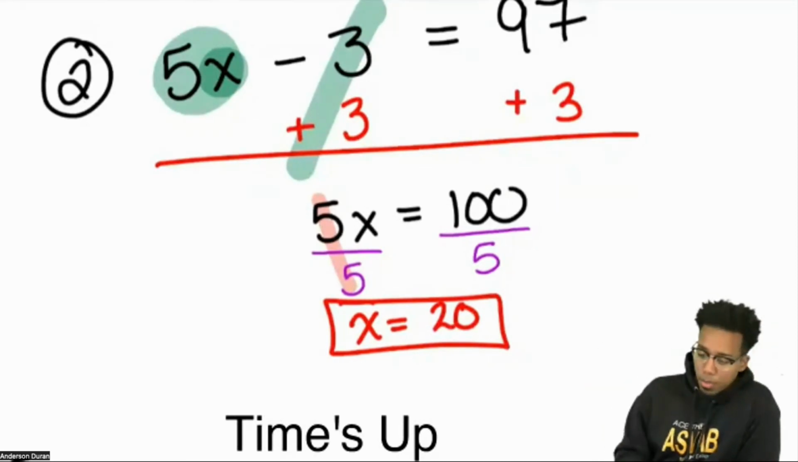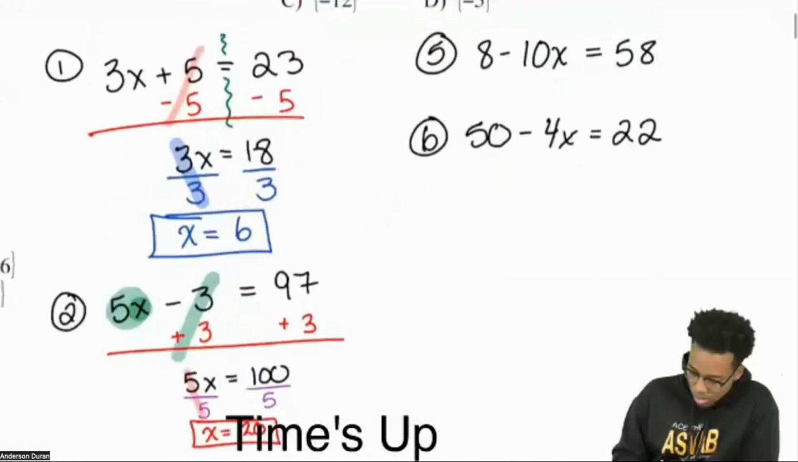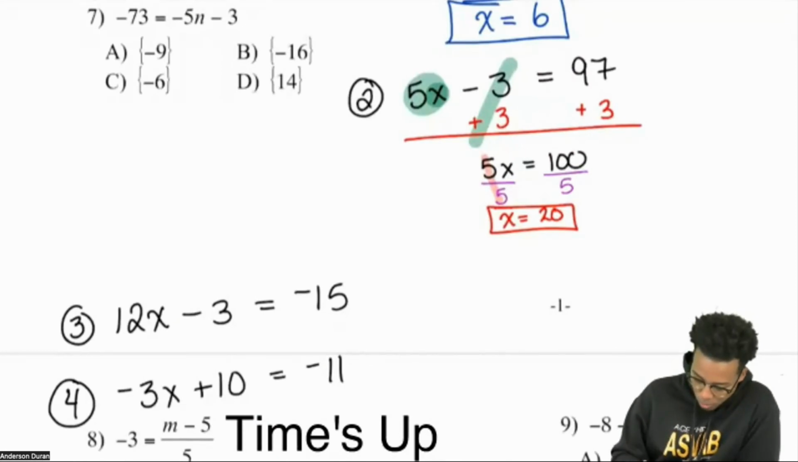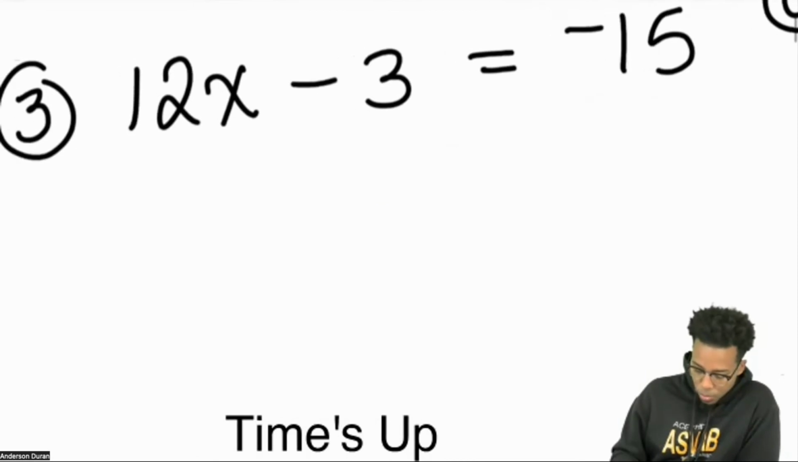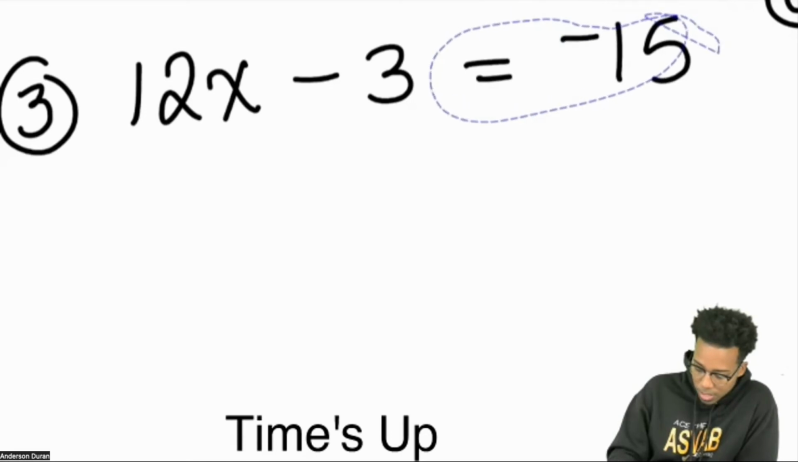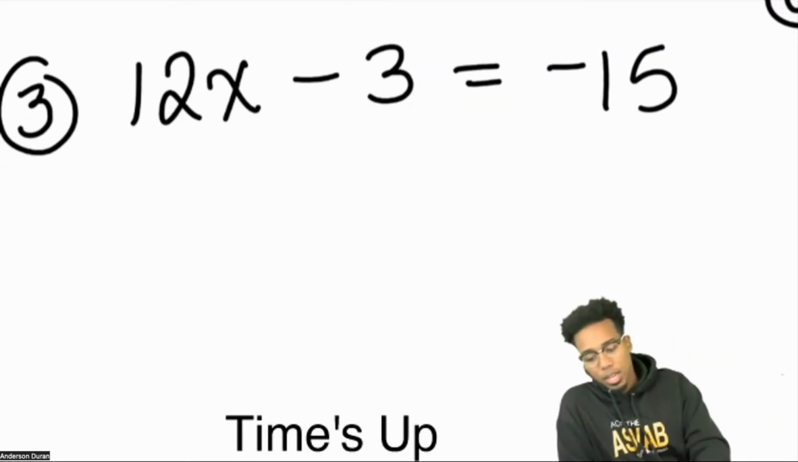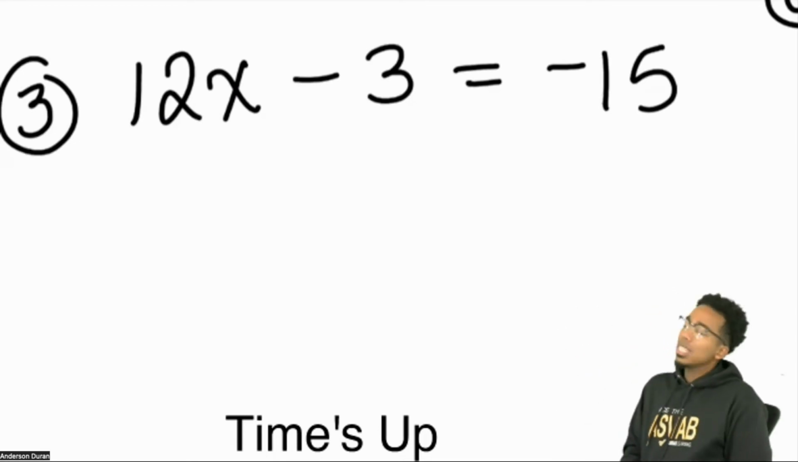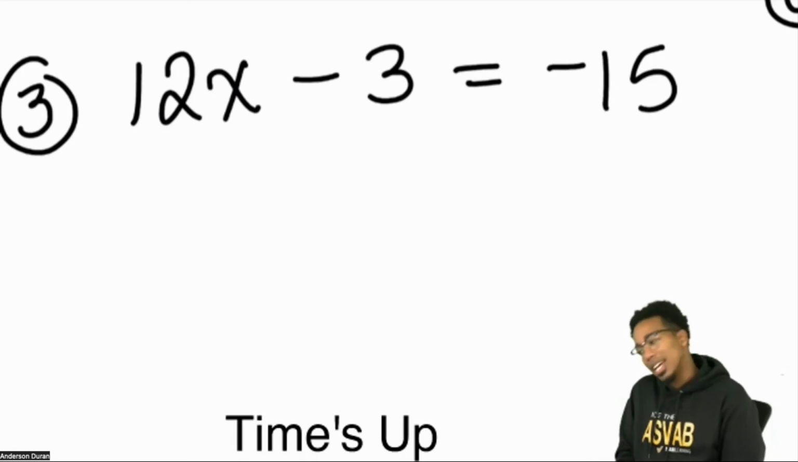So here we go, number 3. We have 12x minus 3 equals negative 15. Let me just move this up here. Let me move this down a little bit. There we go. So let's take care of business here. We are looking at 12x minus 3 equals negative 15. You might be looking at that negative 15 like, oh no, it's just a number. If you don't know how to handle negatives, again, we got to work on that.